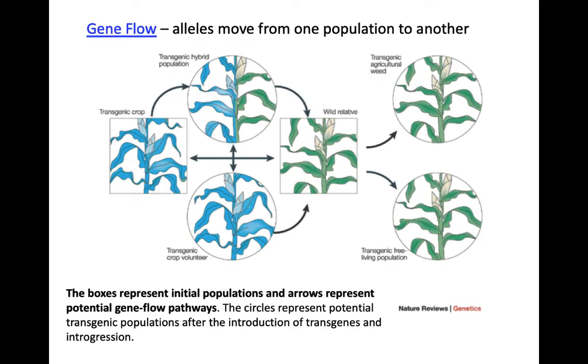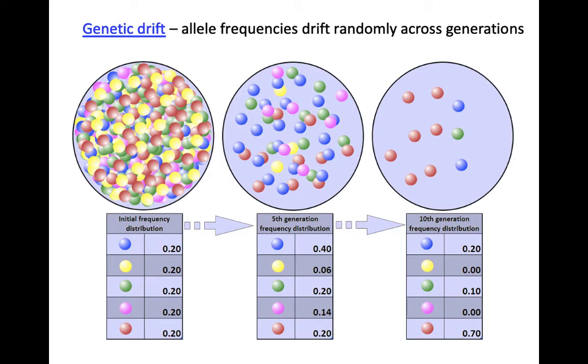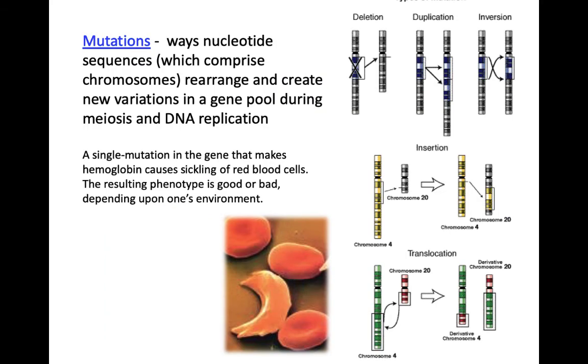Gene flow is when alleles move from one population to another. This can happen when plants cross-pollinate. Genetic drift. This is a random force. It's when frequencies drift randomly across generations, where the frequencies, under no selection whatsoever, randomly fluctuate. Mutations are ways nucleotide sequences which comprise chromosomes rearrange and create new variations in a gene pool during meiosis and DNA replication. A single mutation in the gene, for instance, that makes hemoglobin causes sickling of red blood cells.